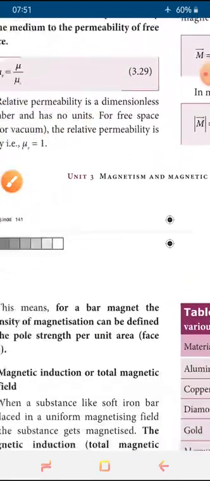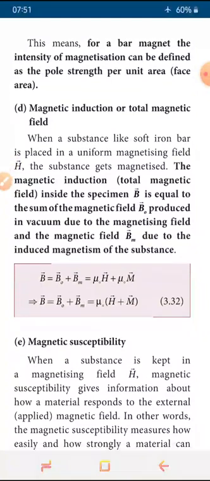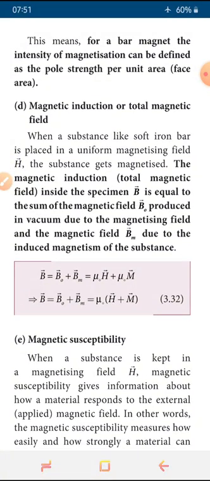From this, we are giving the definition for a bar magnet. In the last definition, we generally gave the net magnetic moment. Here we are giving it for a bar magnet. Intensity of magnetization can be defined as pole strength acting per unit area. That is clear from the equation Qm divided by A, where Qm is pole strength and A is unit area. That is the definition for intensity of magnetization.